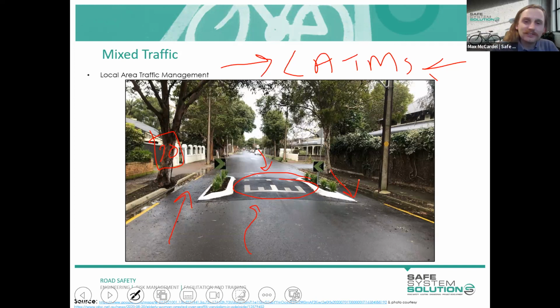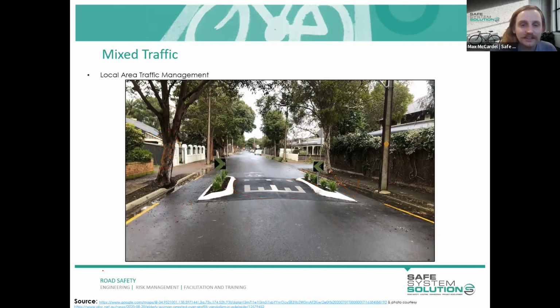It's also a little bit difficult to see, but there is a sharrow just after that speed hump there. I'll get rid of my little graffiti there. See if you can see that. There's a sharrow over there. So this is meant to be a cycling corridor.